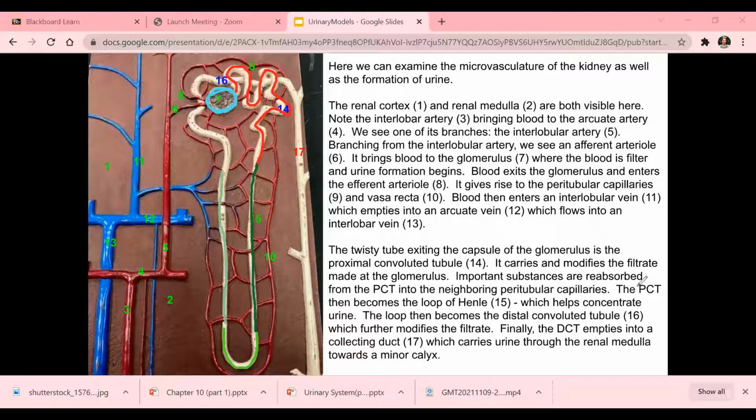The ascending limb has one thin and one thick part. After the ascending limb, you can see the distal convoluted tubule. And the distal convoluted tubule open to the collecting duct. So these are the different parts of the nephron. The collecting ducts merge together and make a papillary duct which open to the minor calyx.